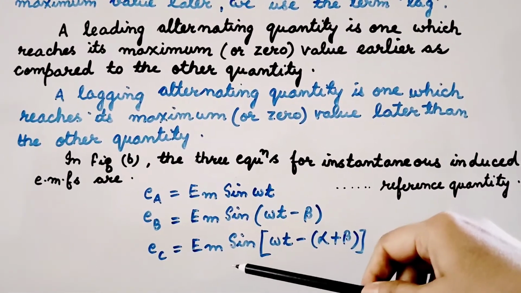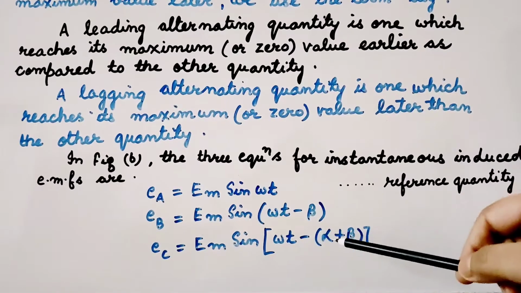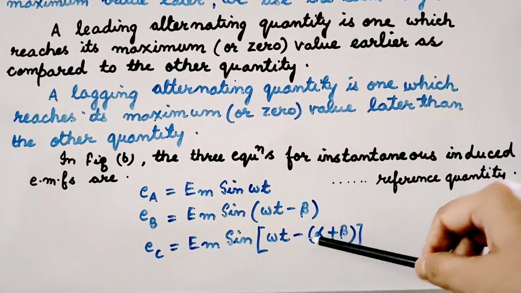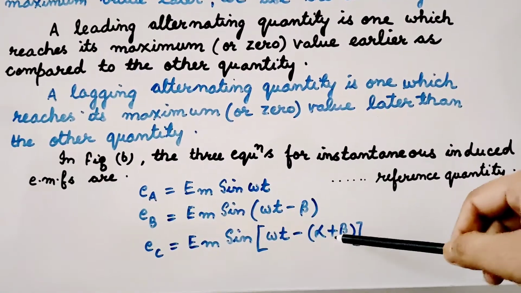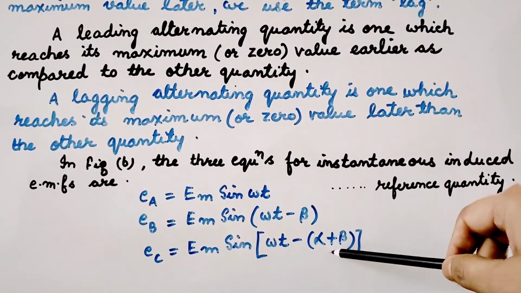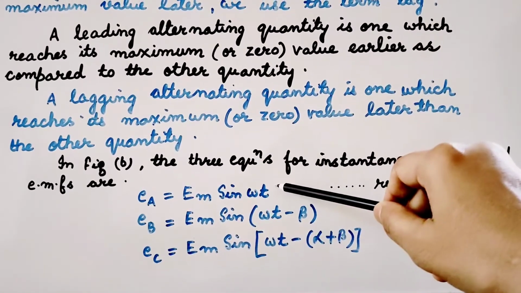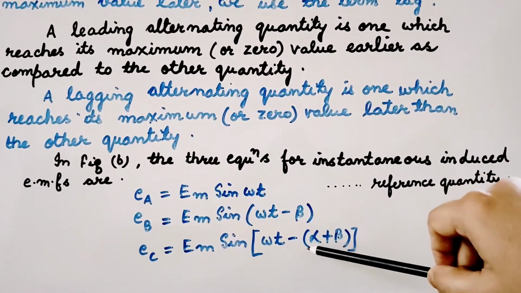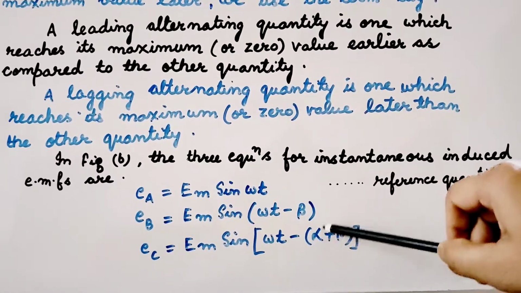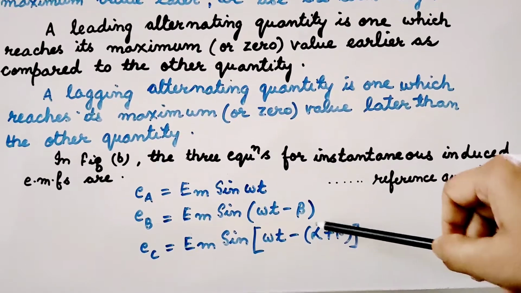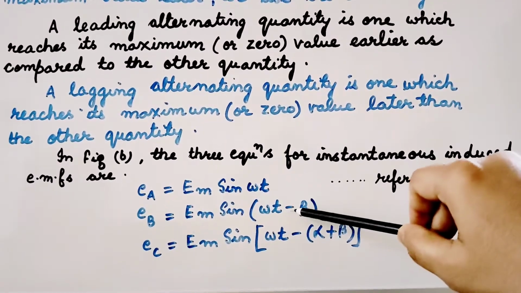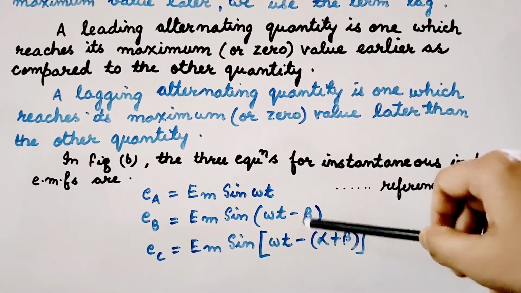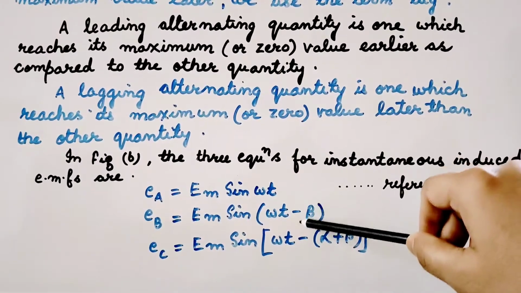And the induced EMF in the coil C will be EC is equal to EM sin (omega t minus (alpha plus beta)). We find that it is having an angle of minus (alpha plus beta). So the EMF of this coil will lag the EMF of the coil A by an angle of alpha plus beta. Similarly, C lags behind B by an angle of alpha. So minus sign in case of an alternating quantity denotes lag, and plus sign in alternating quantity denotes lead.